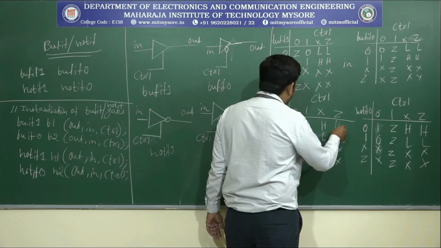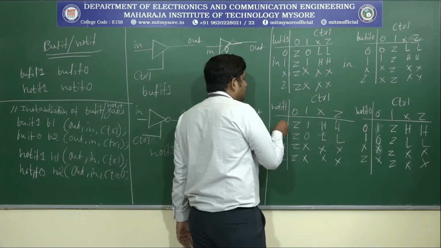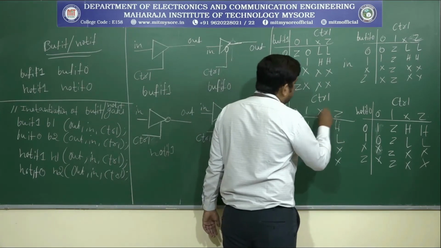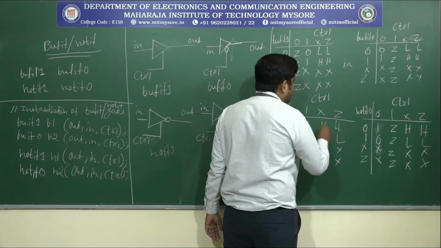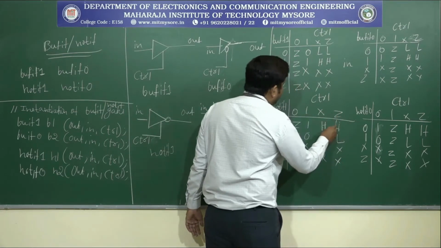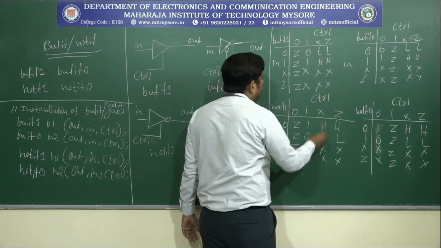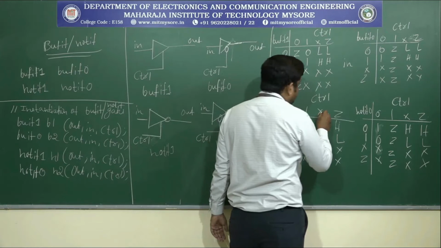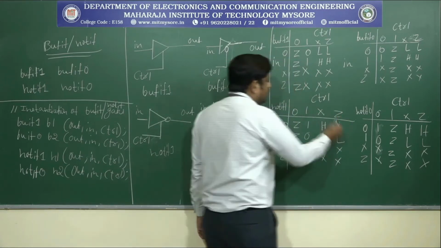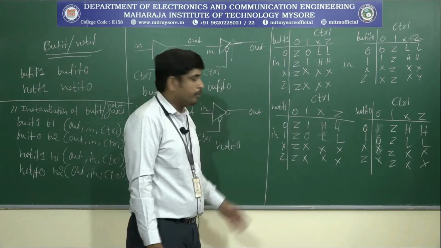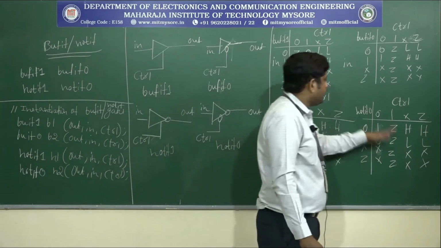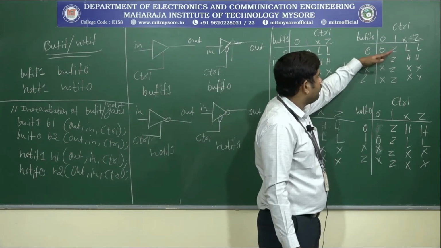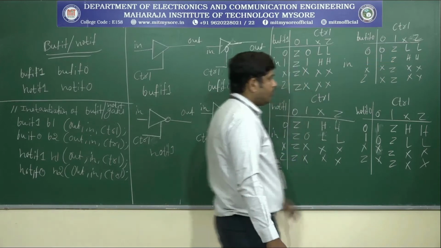Here is also some modification. When the input is 0 and the control signal is X or Z, it produces H, which is exactly opposite of a buffer. Then when the input is 1 and the control signal is X or Z, it produces L, that is low. Then notif0 is exactly opposite of bufif0.